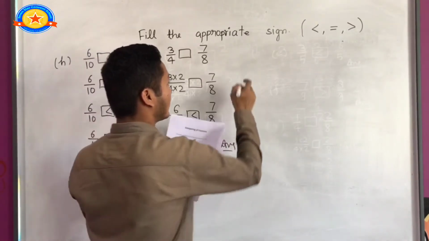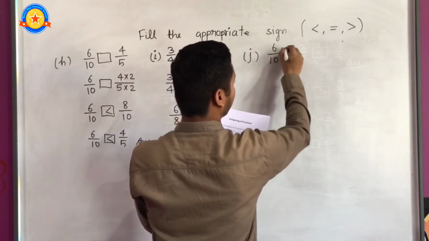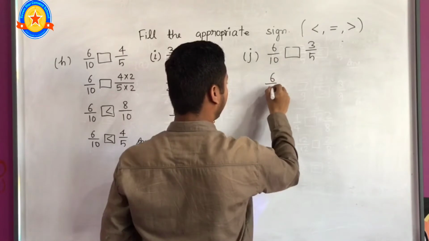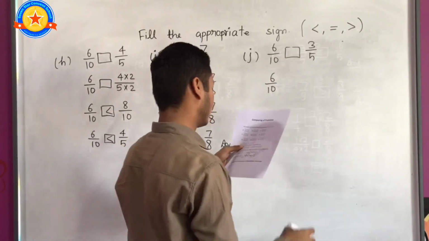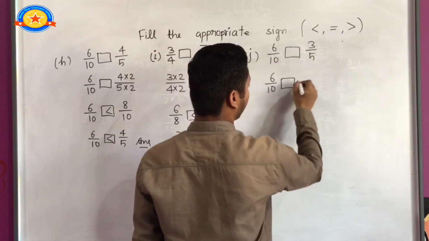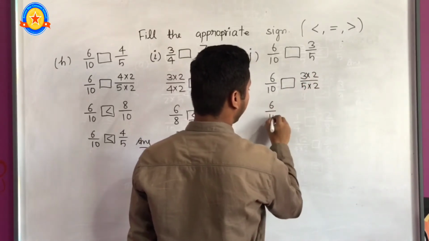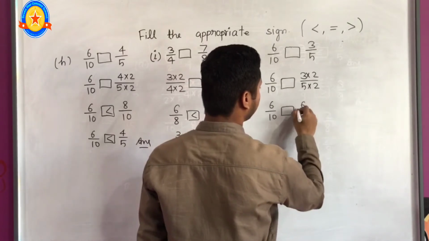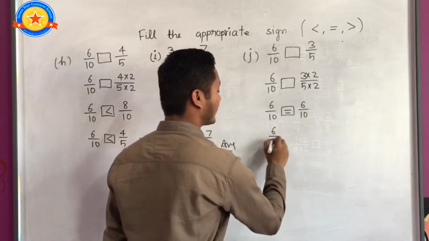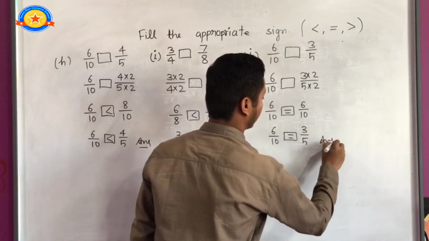Our next question is J part. 6 by 10 blank space 3 by 5. Now again 6 by 10, 3 into 2 by 5 into 2. It becomes 6 by 10 and 6 by 10 equals 6 by 10. Now write in original form 6 by 10 is equal to 3 by 5. This is our answer.